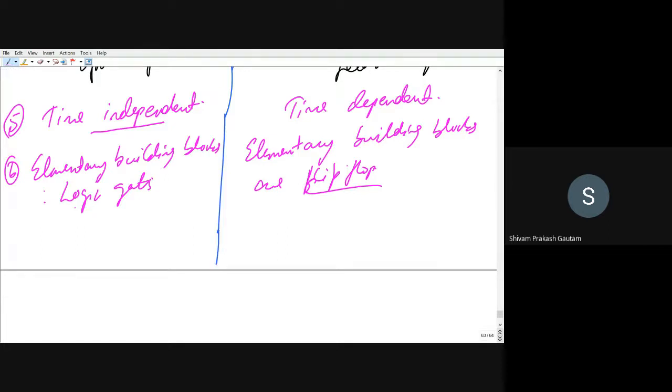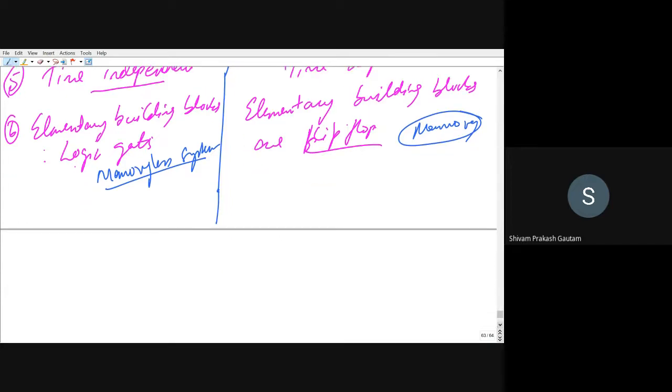Here, what do you mean by difference number 6? That means it is a memory-less system. You can call it a memory-less system. Memory-less system means it has no memory. Which one? Combinational. Whereas if you talk about sequential, it has memory, and that memory we can use to store the information, right?